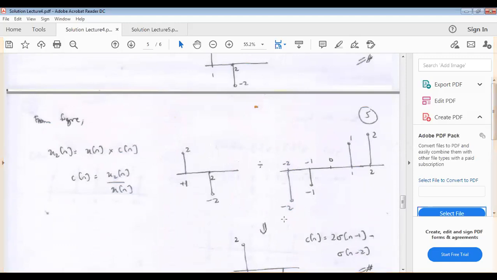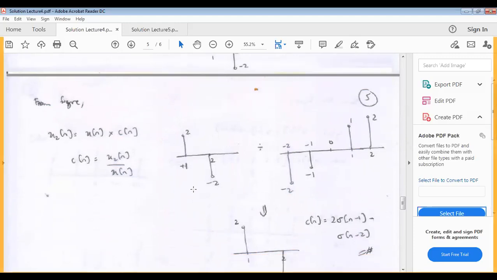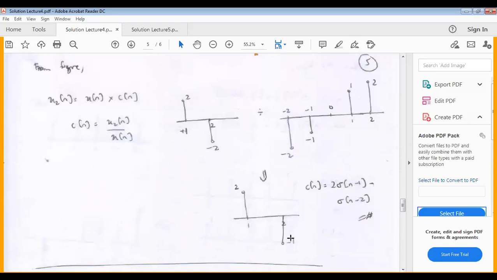When we divide the two, the division must be done at the respective n values. So we are going to have only two impulses, at 1 and 2. The rest will be 0. So 2 divided by 1 will be 2, and negative 2 divided by 2 will be negative 1, at n equals 1 and n equals 2. So the sketch of c[n] should look like this, and the mathematical representation will be 2 delta[n minus 1] minus delta[n minus 2]. Hopefully you are clear about the solution for this exercise.